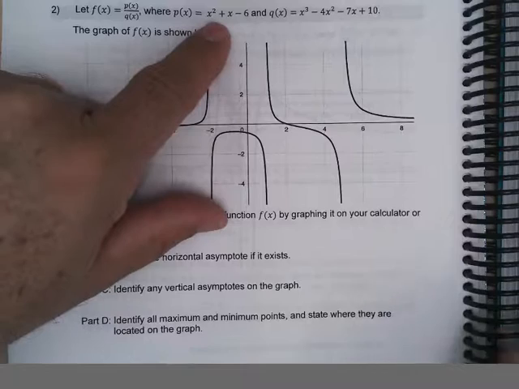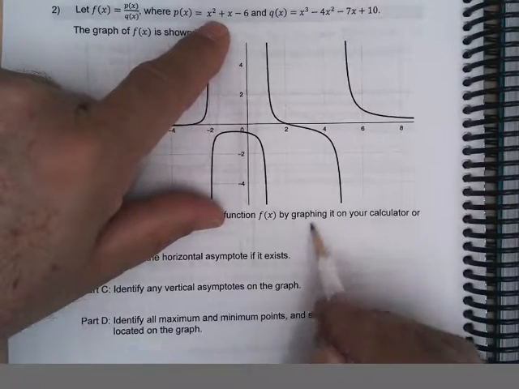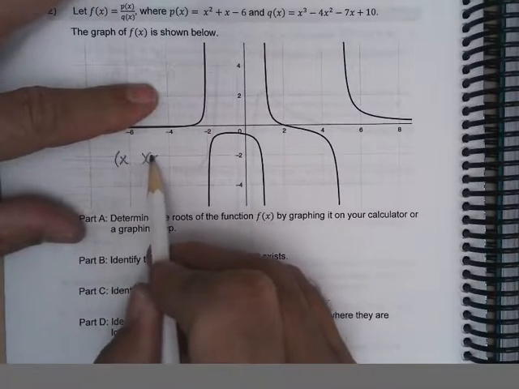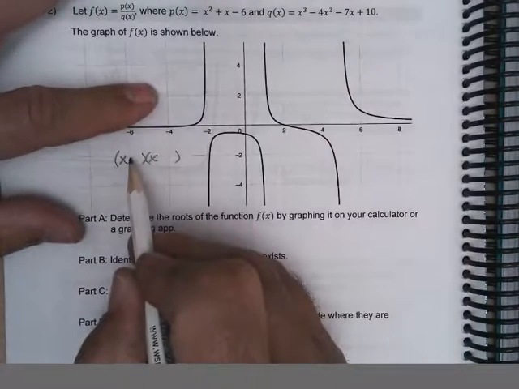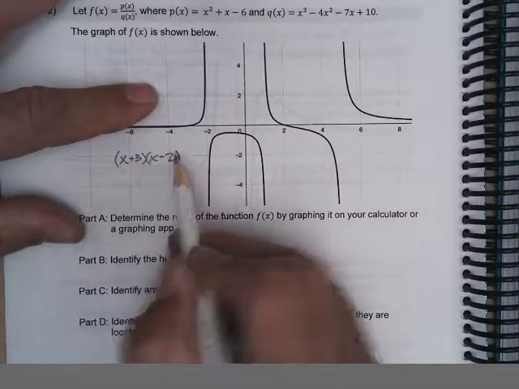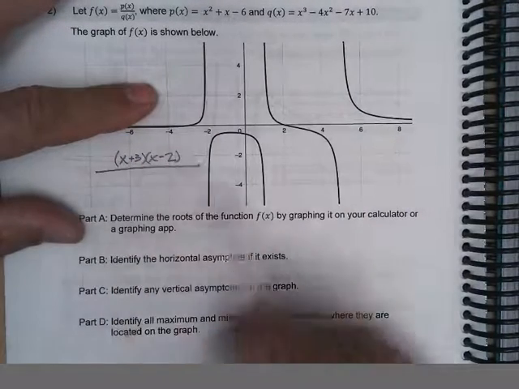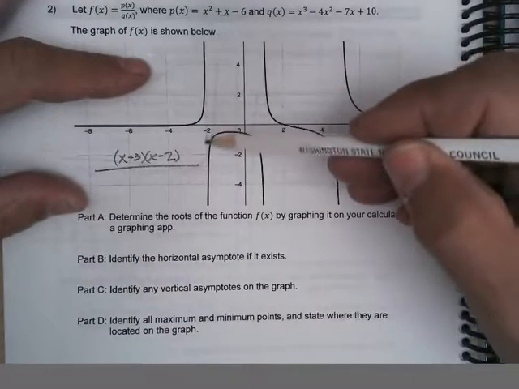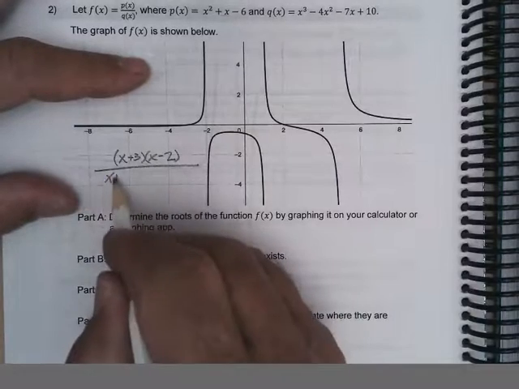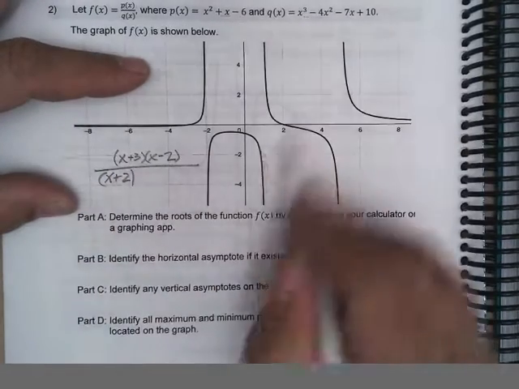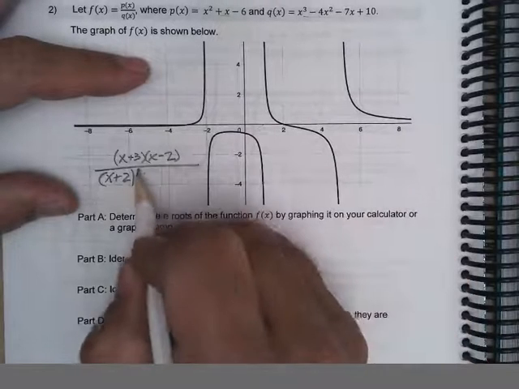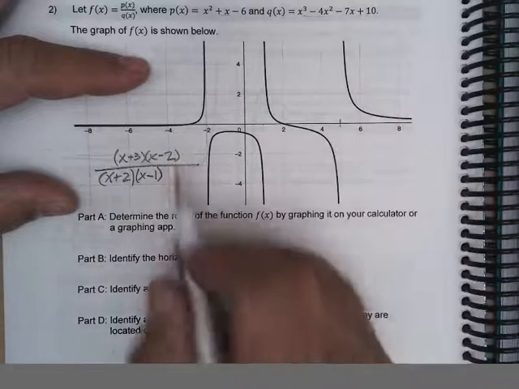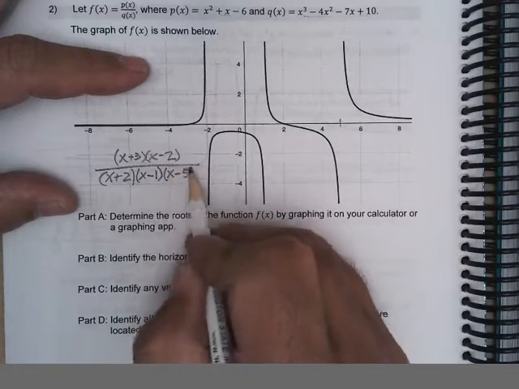Well, this one's pretty easy, I think. The numerator, x squared plus x minus 6, factors to x plus 3 and x minus 2. And the denominator will cause asymptotes, so let's look here. It looks like x plus 2 is a factor of this. There's a root at 1, so I'm going to guess x minus 1 is a factor. And there's another one at about 5, so I'm going to guess x minus 5.